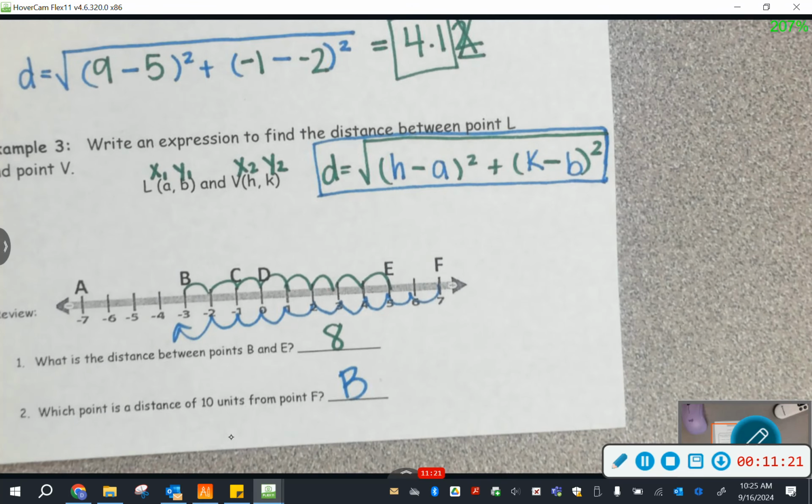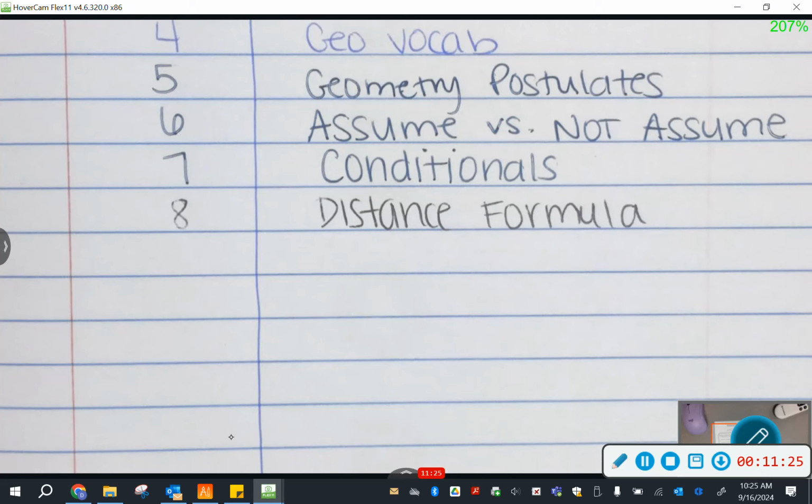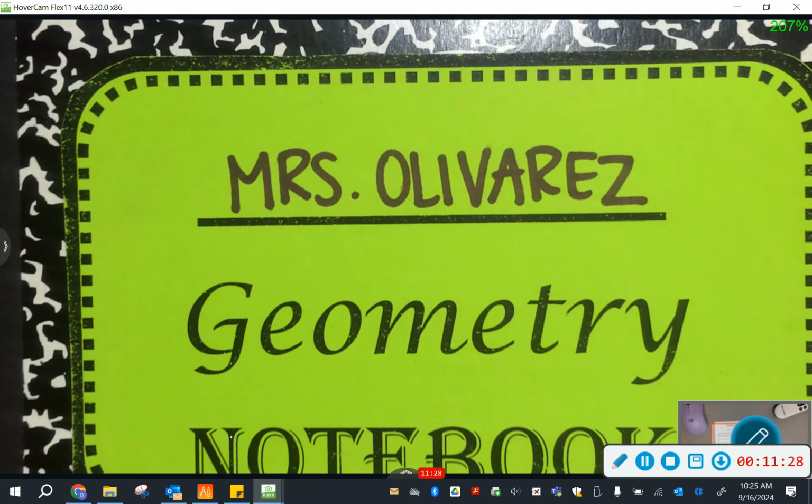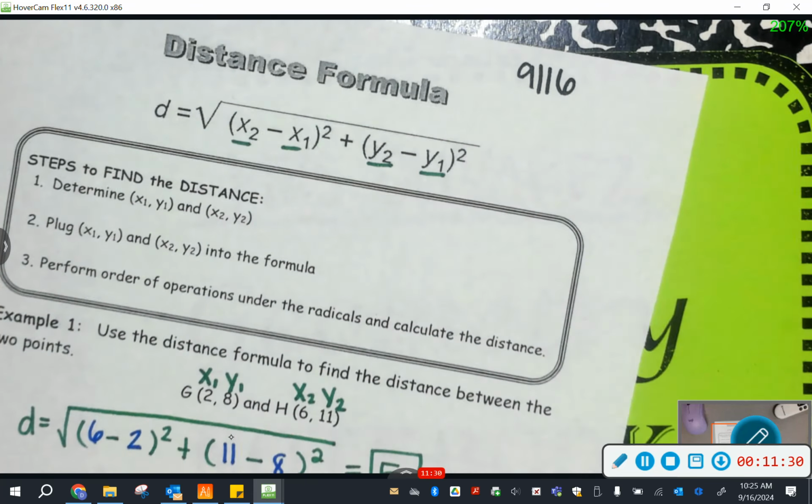If you can please open up your notebooks. Table of contents. What we did today is page 8. I'm going to come around and give you glue and this worksheet.